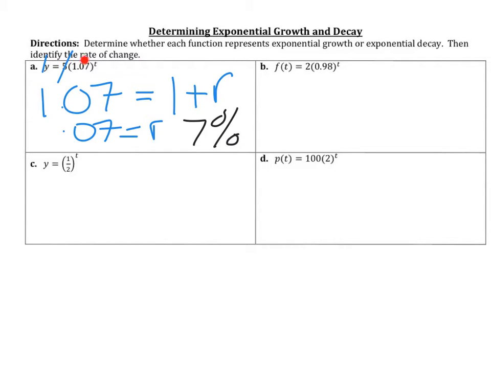Okay, so hopefully I didn't lose you. This number inside here is bigger than 1, therefore it's growth. How much is it growth by? Well, it's 1 plus the rate. Subtract the 1 over, and you've got your growth rate.